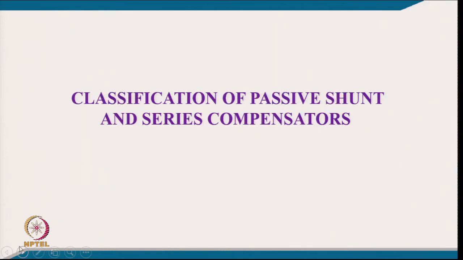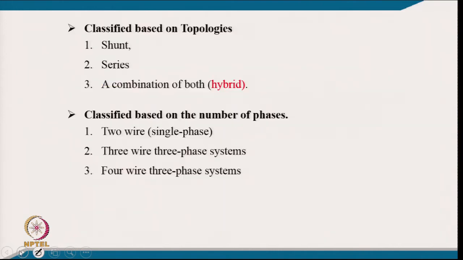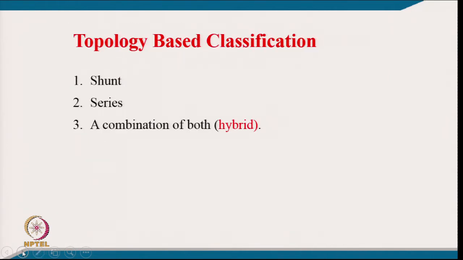We would like to classify these passive shunt and series compensators. Well, we classify based on the topology, whether they are connected in shunt or series or a combination of both, like a hybrid, meaning you have a series compensation as well as shunt compensation. It can also be classified based on number of phases. You are using this compensator either in a 2-wire system like a single phase system, or in a 3-wire 3-phase system or 4-wire 3-phase system. So, that is another classification of these passive compensators.